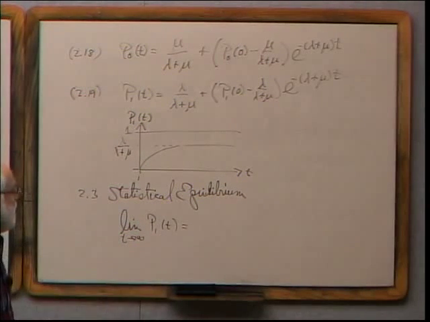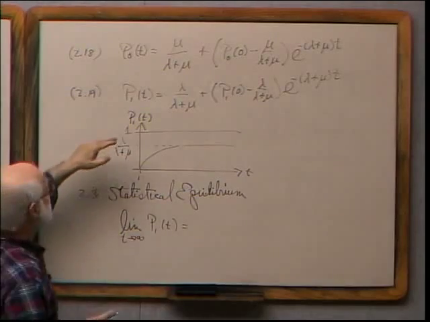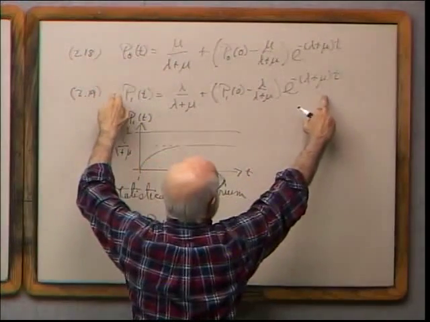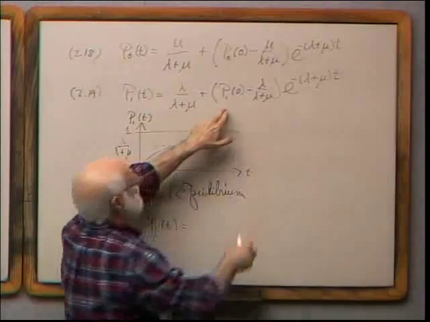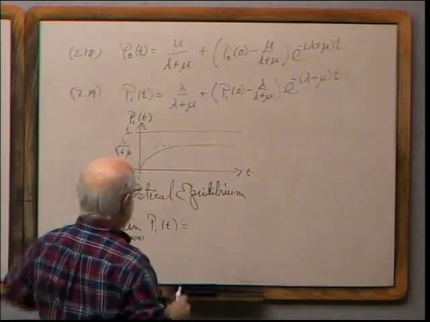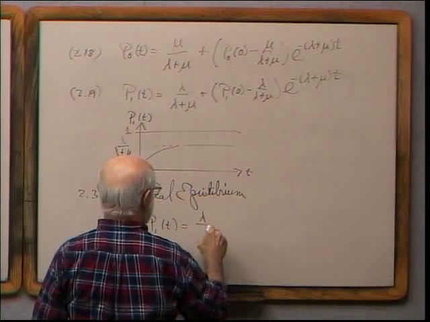Okay, well now if you look at this, you can see that if I take this limit, this term here, which has the initial condition, goes away. So the answer is independent of the initial condition, and in fact it's given by lambda over lambda plus mu.